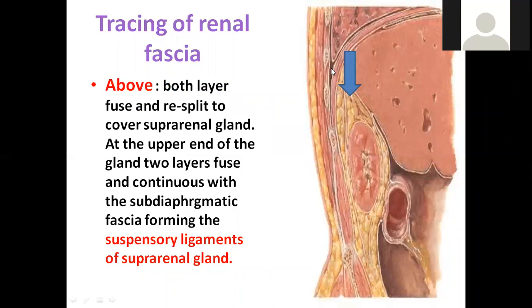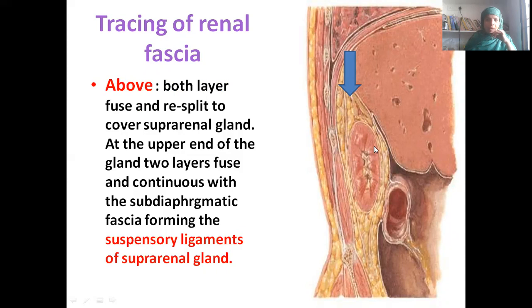This is the posterior diaphragmatic recess. These are the ribs: 8th, 9th, 10th, 11th, 12th ribs like that. Now see that same renal fascia. Suppose these are the two layers, the anterior and posterior layer. If you trace them upwards, they actually split at the upper pole to enclose this gland.